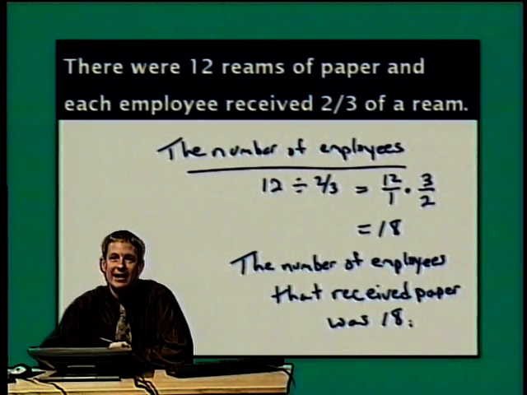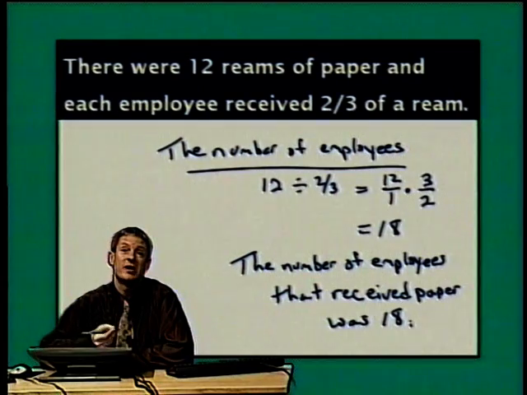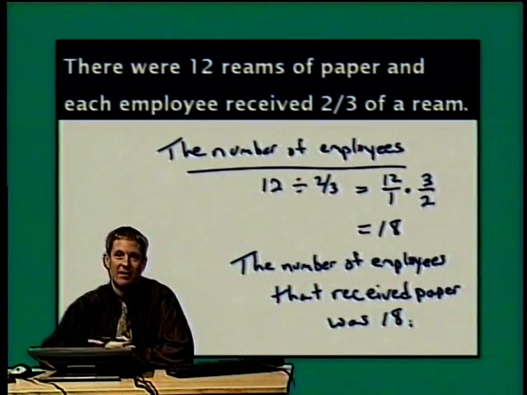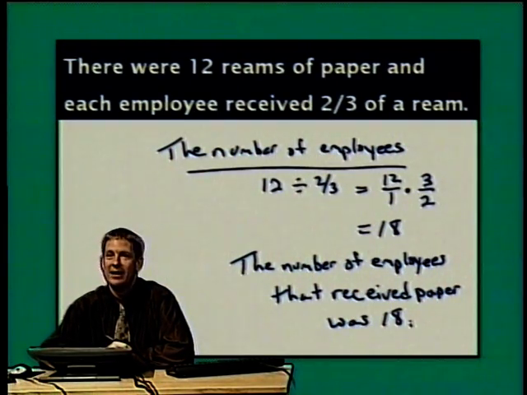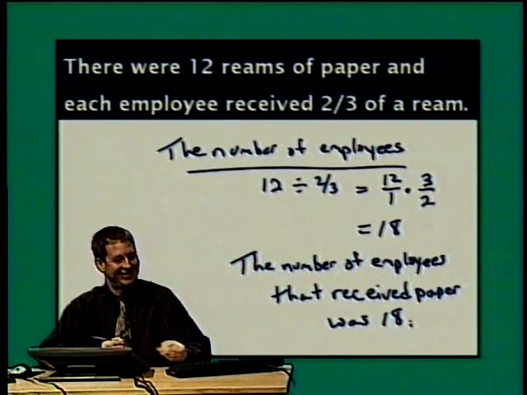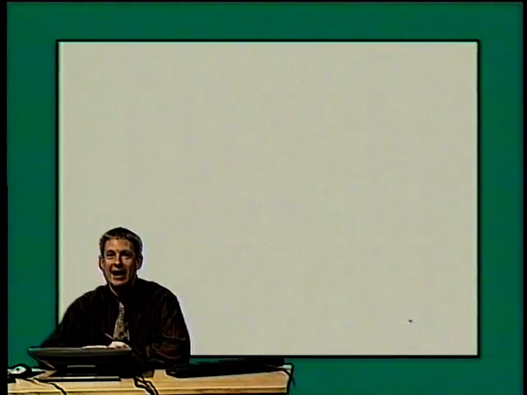Now, you might be looking at this sentence and thinking to yourself, boy, that's not the most beautiful sentence I've ever seen. And you're right, it's not. I could have just said that 18 employees received paper. I just was trying to give you a model where your sentence structure is always the same. What is it you're looking for, and what is the result? If you wrote 18 employees received paper, that would be an A+ answer. And that is the conclusion to today's lesson.